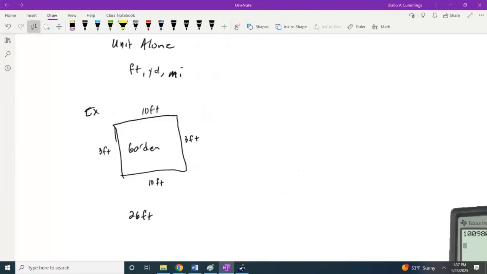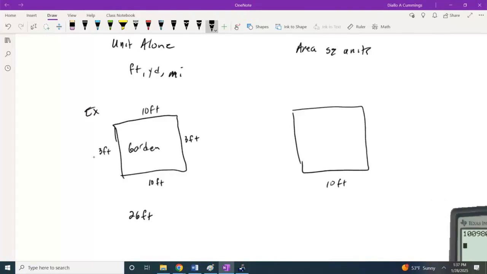If you're talking about areas in square units, the area measures the amount of surface something has. So let's say this is 10 feet, this is 3 feet, this is 10 feet, and 3 feet. So let's say you want to put carpet in your house, and you measure your living room or whatever, and it's 10 feet by 3 feet.